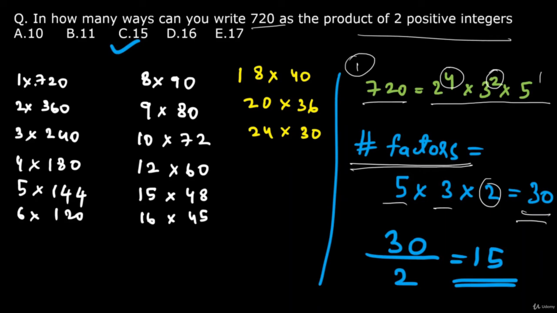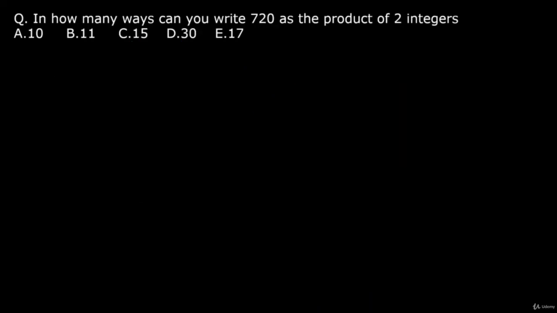Now over here, you can see that 1 is a factor and 720 is a factor, but they are occurring together when you write them as the product of two positive integers, right? Therefore, the correct answer is 30 divided by 2, which is equal to 15. And over here, you can see these are the 15 ways in which you can write 720 as the product of two positive integers. So quick review, you just need to find the number of factors and divide that with 2.